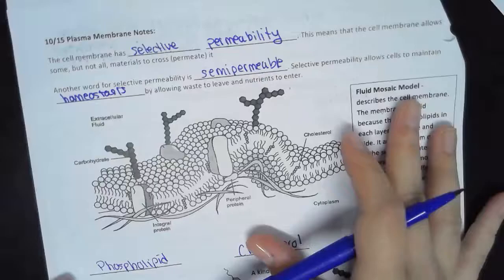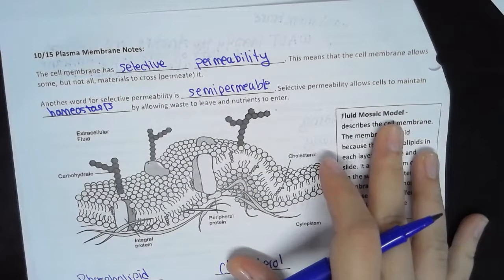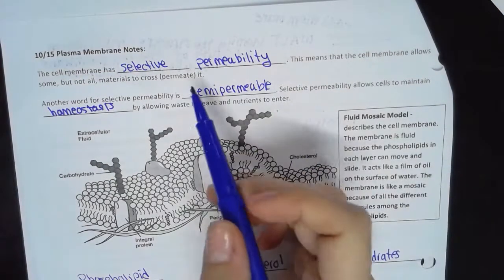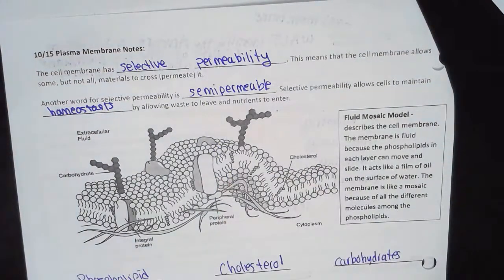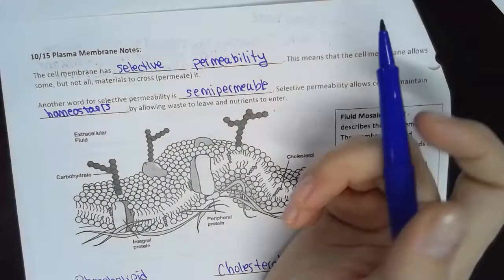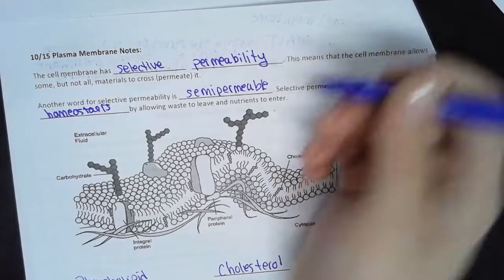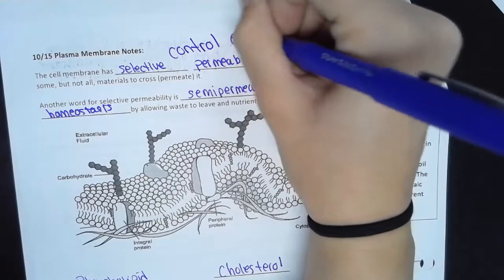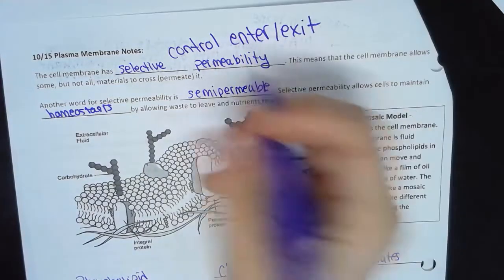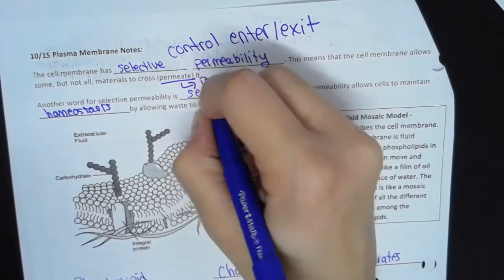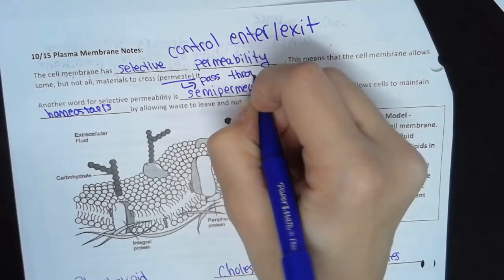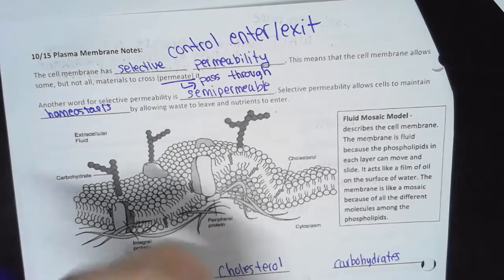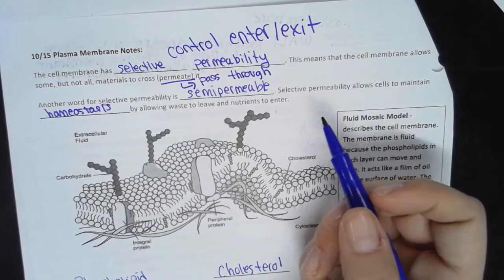All right, I want you to flip your page. All right, make sure that you copy down these notes at the very top. Okay, so we call the cell membrane selectively permeable, or it has selective permeability. I know these are big words. It's basically the fancy way of saying it controls what enters and exits. If you think of the word permeate, it's like passing through. So it only allows certain substances to pass through the membrane, but not all of it.